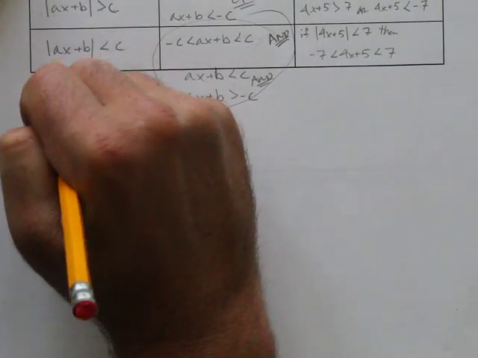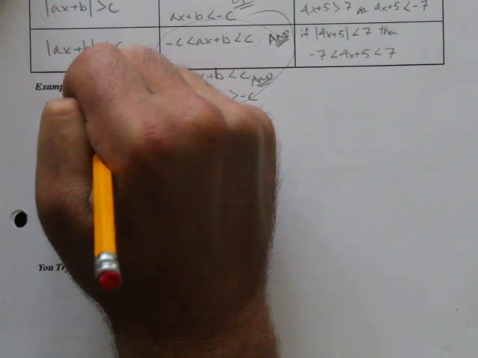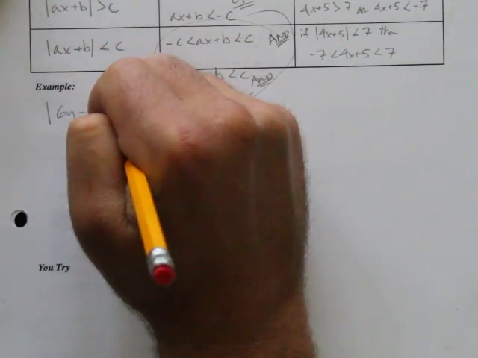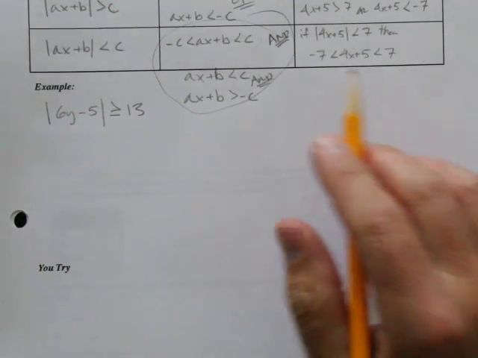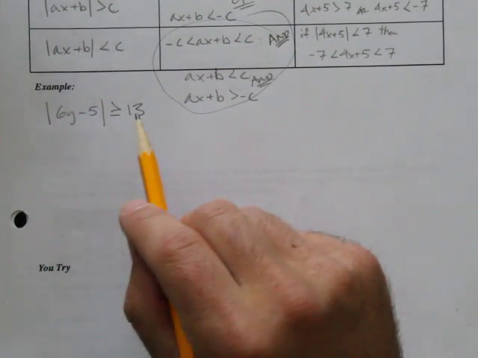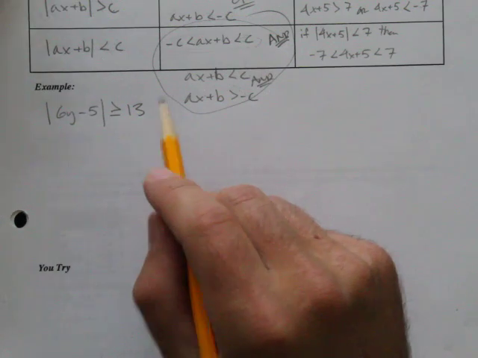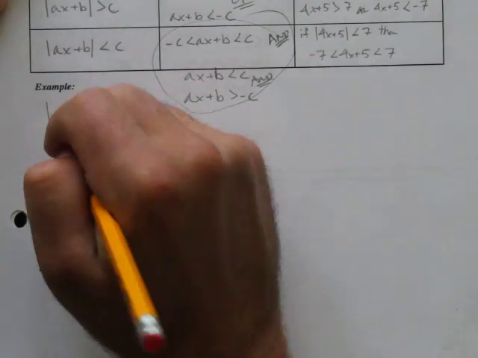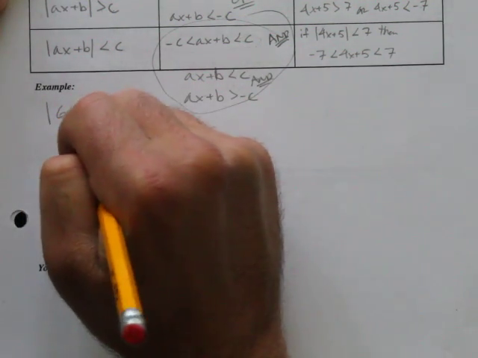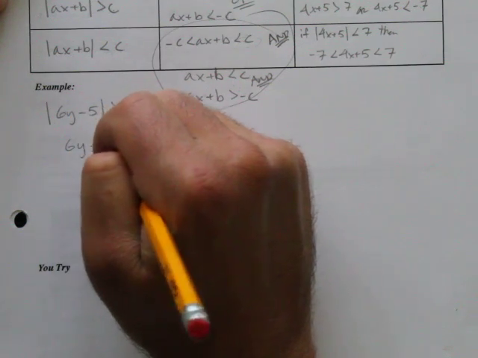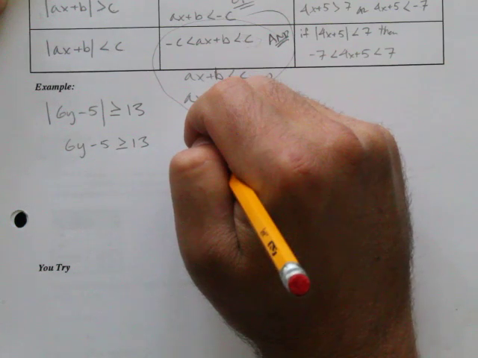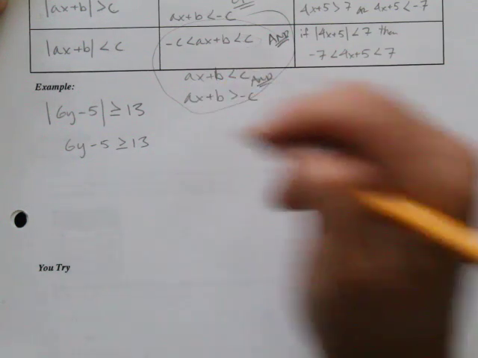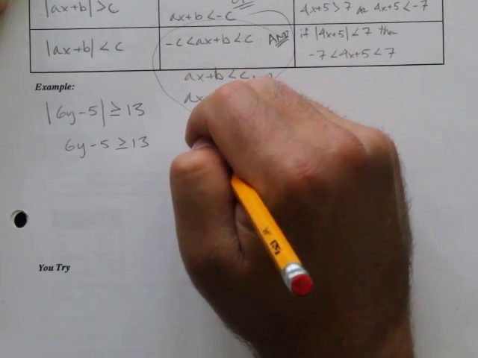Absolute value of 6y minus 5 is greater than or equal to 13. All right, let's do this together here. So I need to set up two equations, or two inequalities. 6y minus 5 is greater than or equal to 13. Or it's going to be or, but it doesn't totally matter.